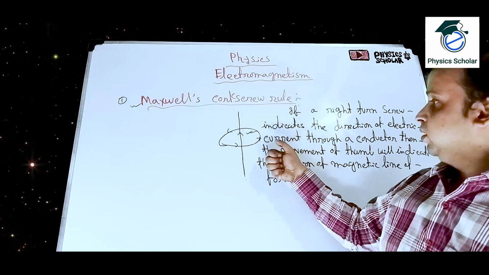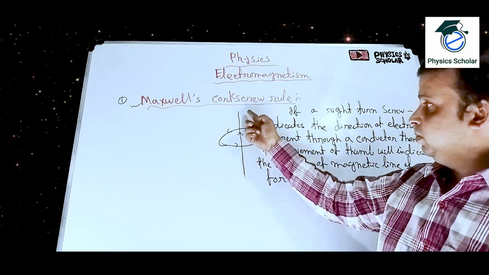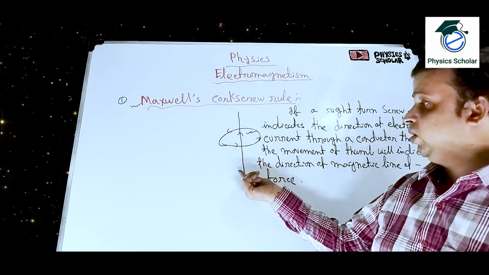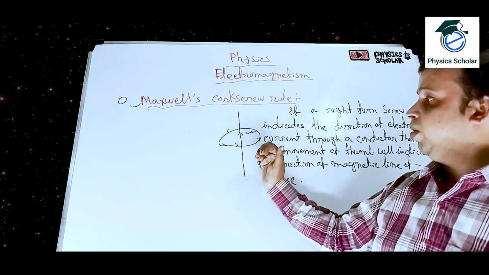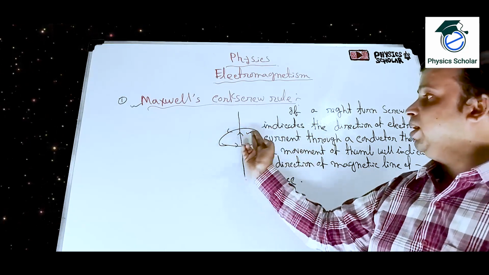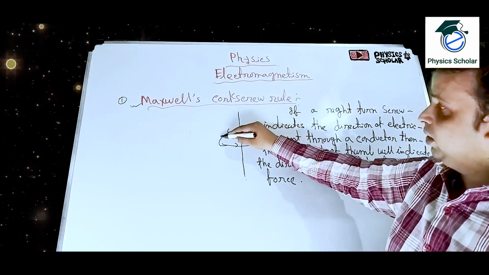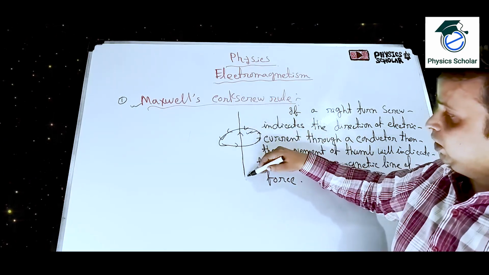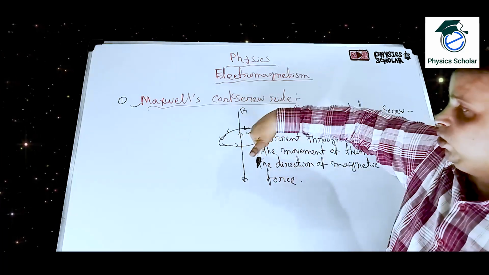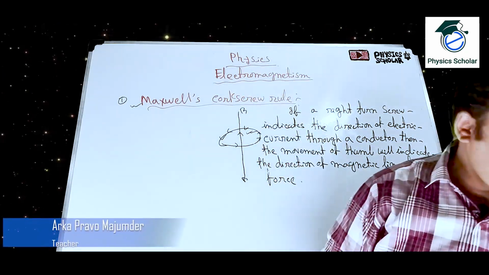So if a right turn screw is there and it will indicate the direction of the electric current through a conductor, then the movement of our thumb will actually indicate the direction of the magnetic line of force. So this will be the direction of the magnetic line of force if the current is passing from A to B. Clear? If the direction is reversed, then it will also be reversed. Just the opposite. Clear? So this is the Maxwell corkscrew rule.